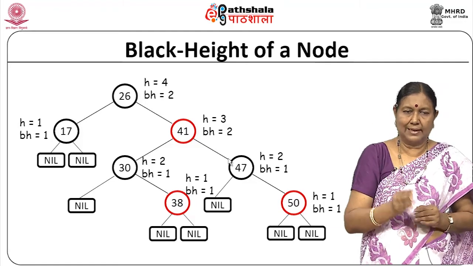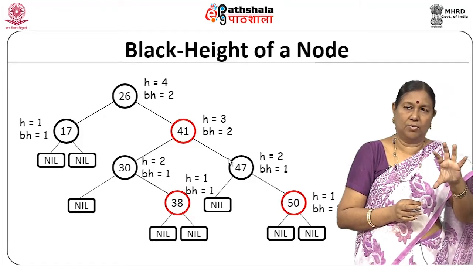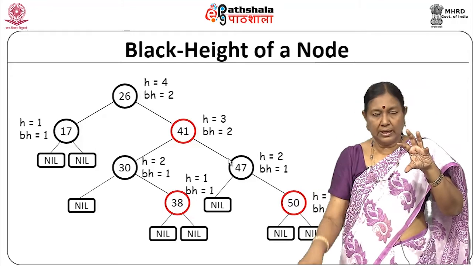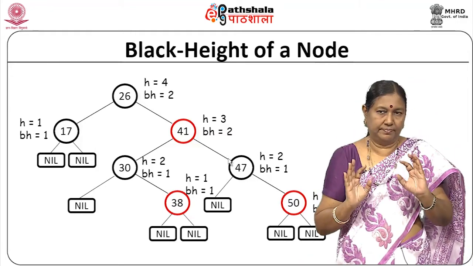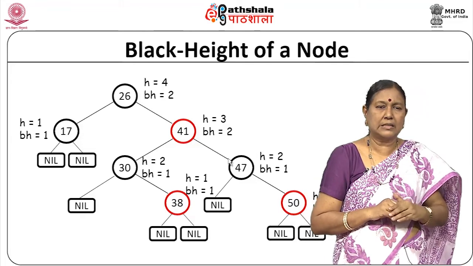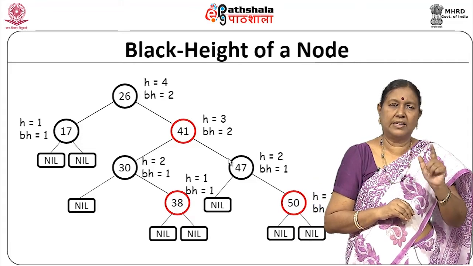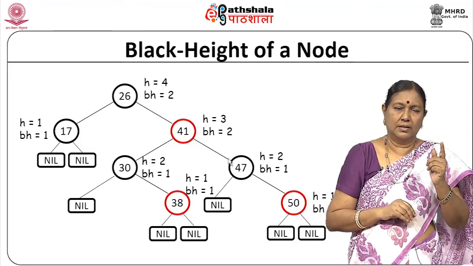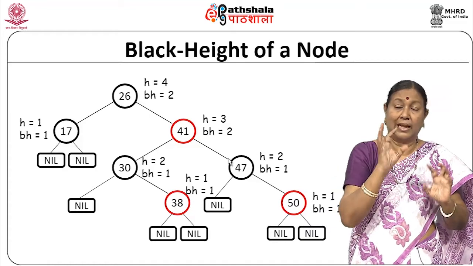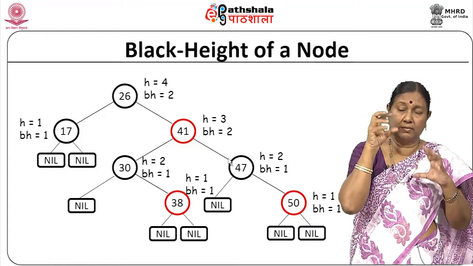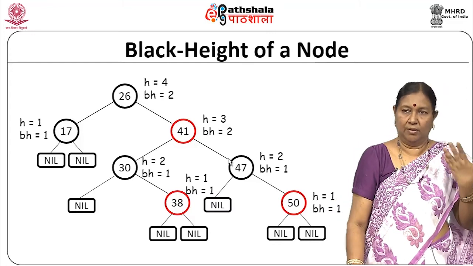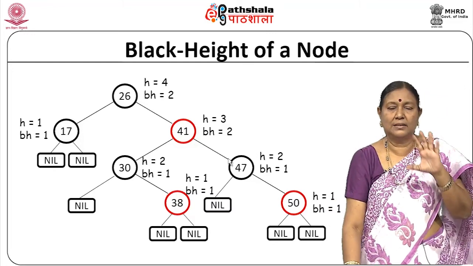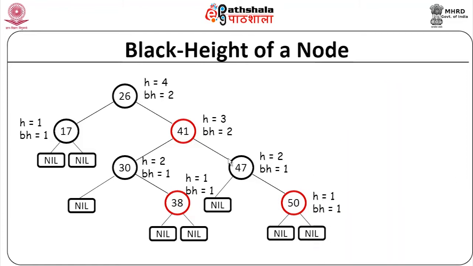You understood what is black height? So, black height is the number of black nodes from the node to the leaf excluding itself. Okay. So, if you take 26, you will see 17 and nil. So, 2: 17 and nil. The black heights will be the same for all paths, only then can you put the black height for a node. This is what we defined as the black height of a node.